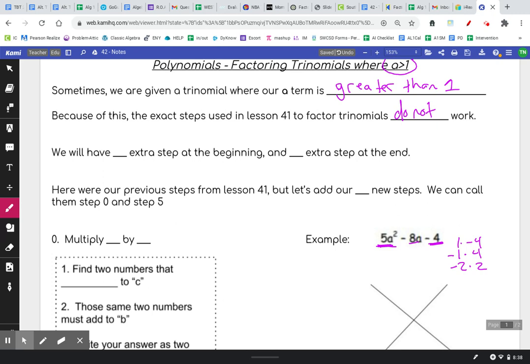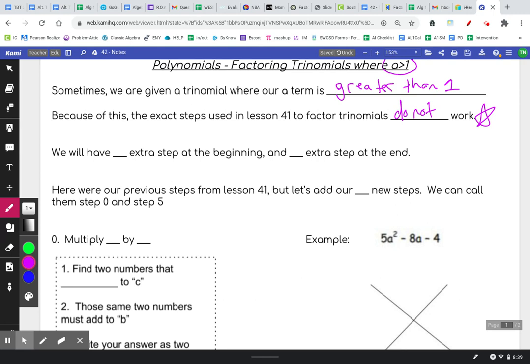And we were having to pick one of these three pairs that added up to our B term, okay? Well, here you notice for the first time, none of these three pairs add up to -8. So right off the bat, we're saying, hey, look, this doesn't work anymore because our A is greater than 1. Okay, so what does that mean for us? It means we have a little bit of extra work to do. It's not hard work, just a little bit of extra work. Okay, and I'm going to explain that to you here in these next few opportunities below.